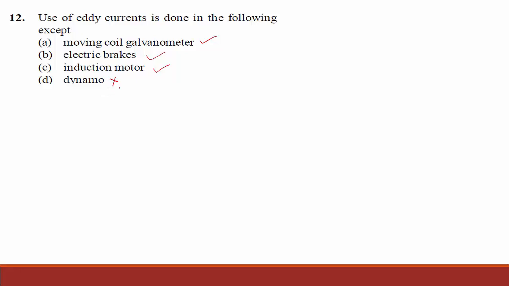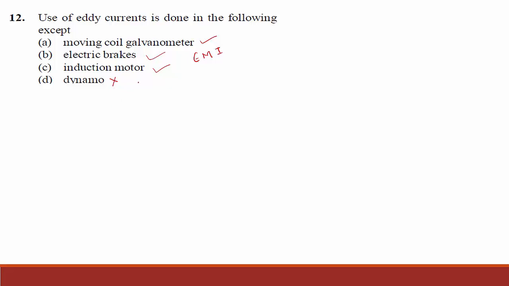Here, moving coil galvanometer, electric brake and induction motors are based on electromagnetic induction. Hence, we can use eddy currents in these three cases. Dynamo is not used under eddy current. Dynamo is not for EMI.